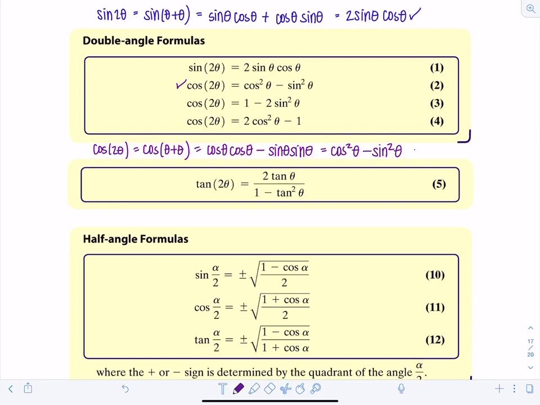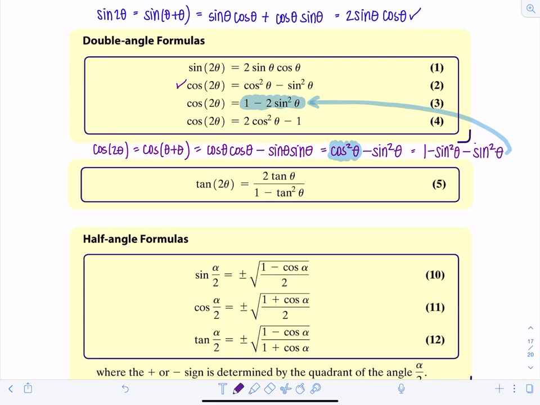So I'll show you another version. I'm going to replace cosine squared theta with 1 minus sine squared theta, and then I still have the other minus sine squared theta, and guess what? That gives us 1 minus 2 sine squared theta. Okay. And then similarly, if you were to replace the sine squared in the original, you would get 2 cosine squared theta minus 1. So I'll let you work on that.